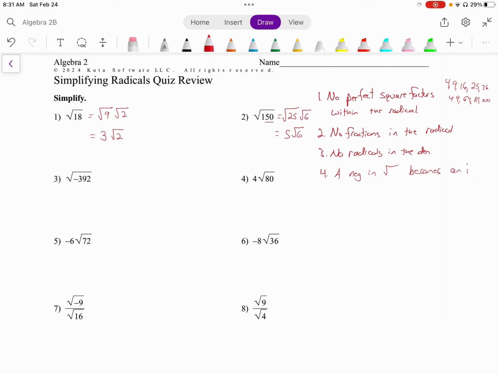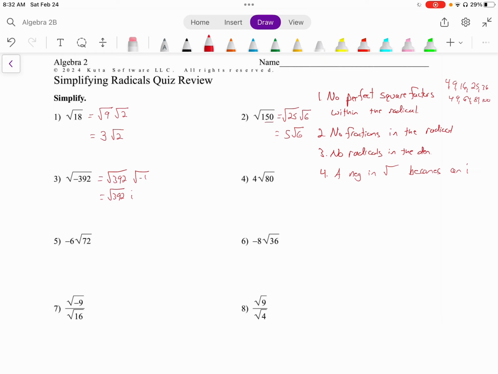Number 3, first encounter with a negative. So we know automatically, right from the start, we can say this is the square root of 392. And technically what we're doing is saying this is the square root of -1. You don't have to necessarily write that step. So this is the square root of 392 times i. And we want to see if any perfect squares go into 392. 4 does. So we could do 4.